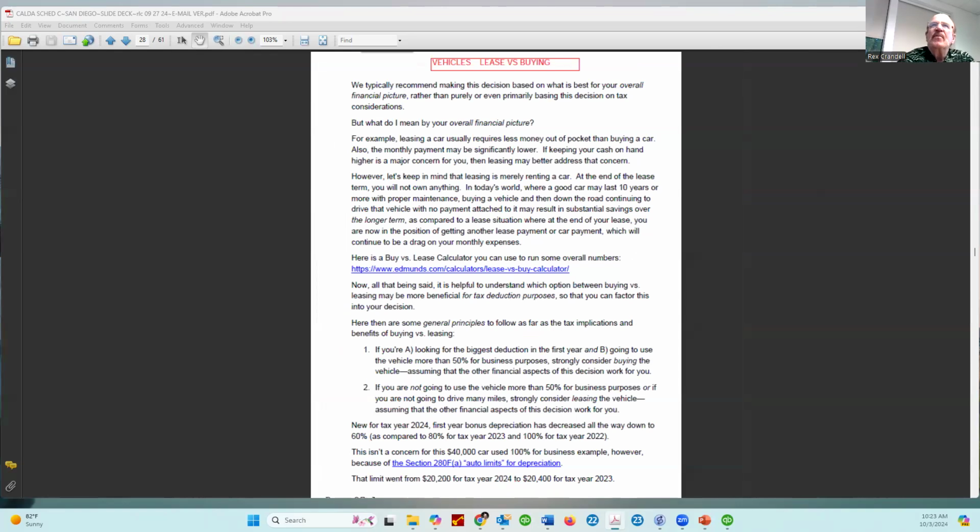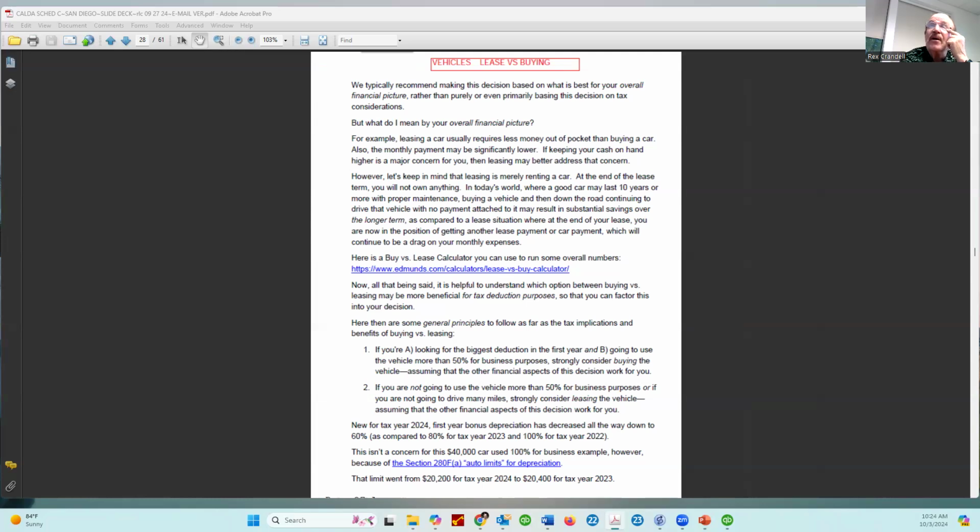Typically, you have to decide when you're getting a vehicle whether you're going to lease or buy the vehicle. We typically recommend making this decision based on what's best for your overall tax and financial picture rather than purely based on tax. But what do I mean overall financial picture? For example, leasing a car usually requires less money out of pocket than buying a car, and monthly payments are significantly lower.